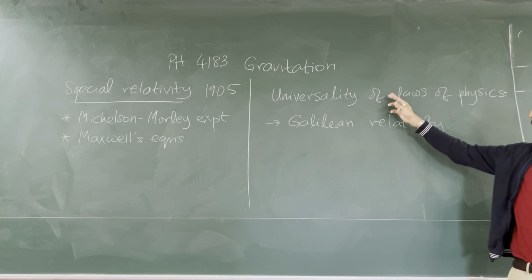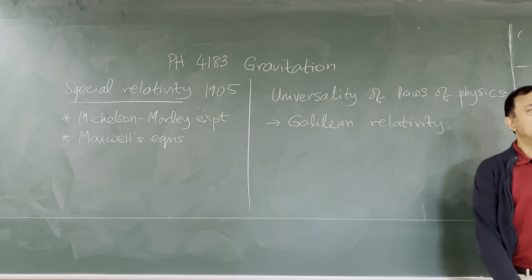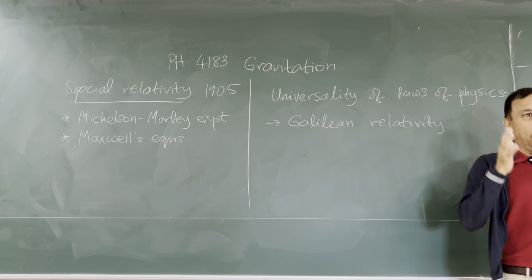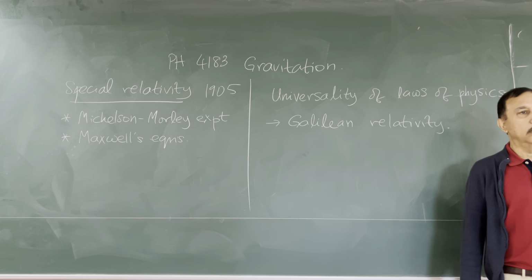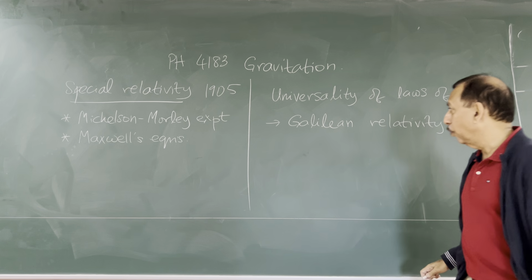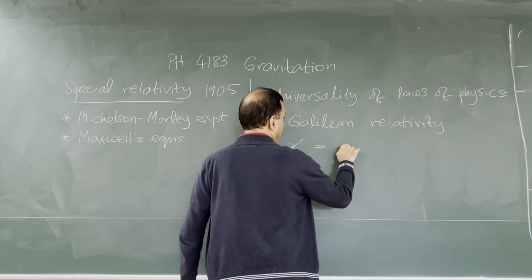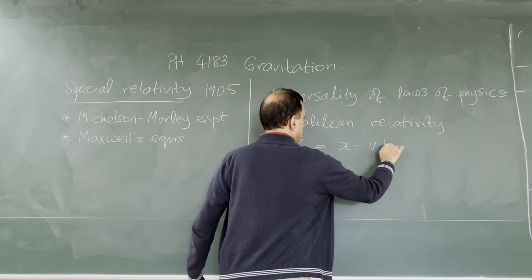The universality claim is that that transformation is enough to map the laws of physics on the land to the laws of physics on the ship. And what is the transformation? It's extremely simple. We simplify our life to one dimension. It is just this.